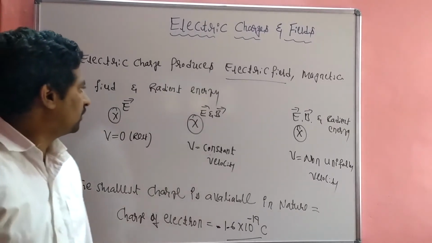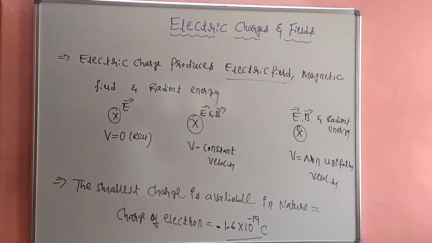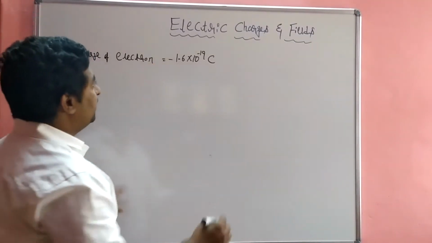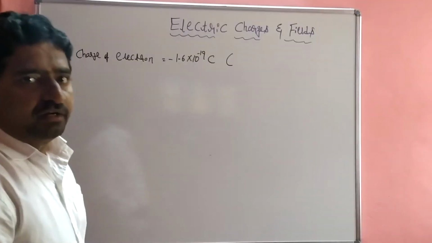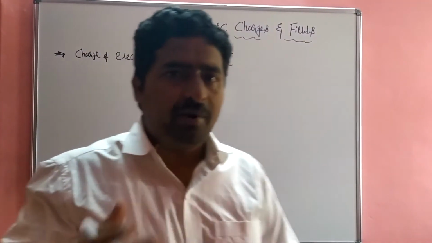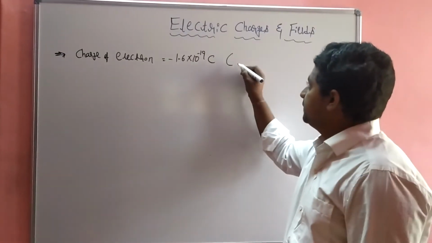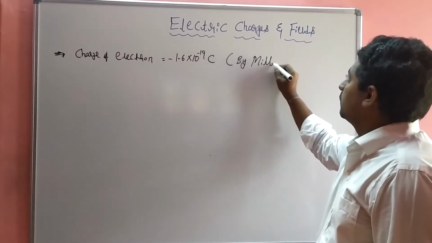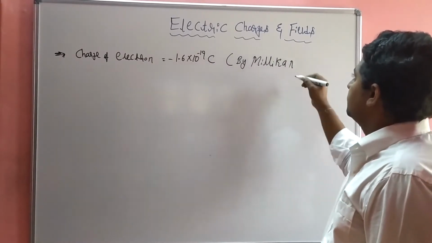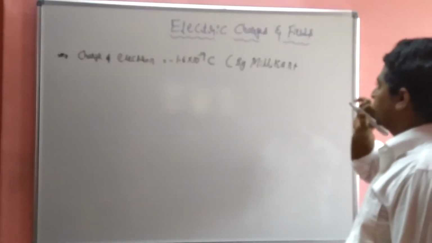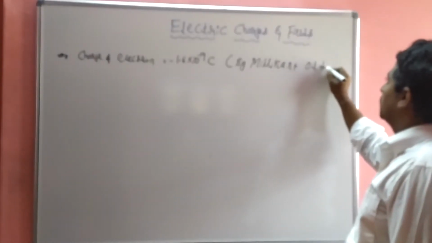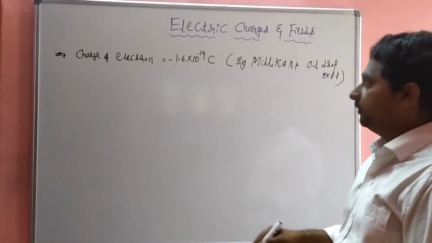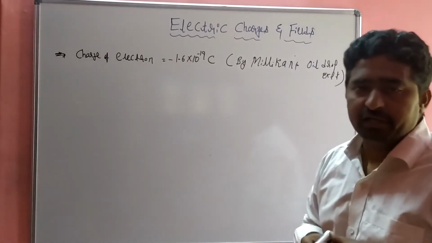Then charge of proton. Charge of electron is minus 1.6 into 10 to the power of minus 19. Which experiment provided this value? That is Millikan's oil drop experiment. So this experiment provided the good information about the charge of electron.